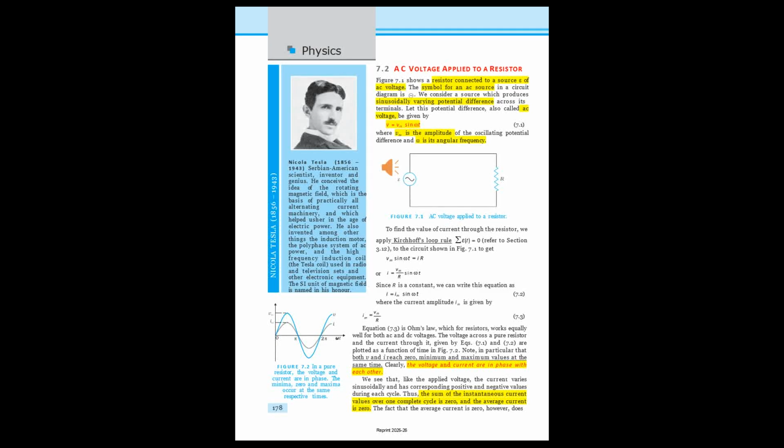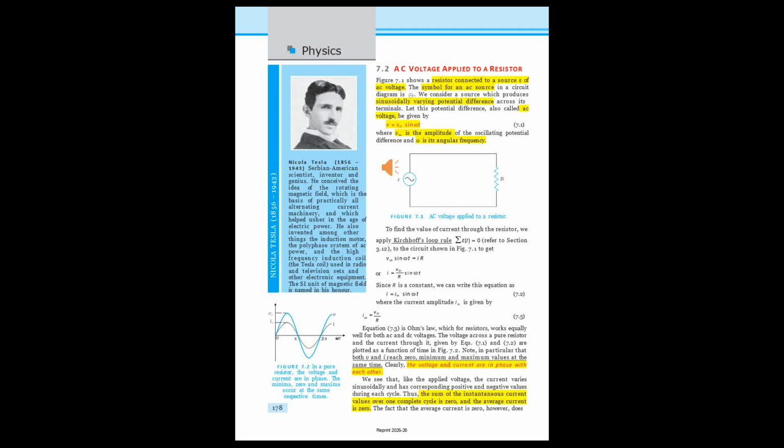Since R is a constant, we can write this equation as I equal to Im sin omega t, where the current amplitude Im is given by Im is equal to Vm by R. Equation 7.3 is called Ohm's law, which for resistors works equally well for both AC and DC voltages.